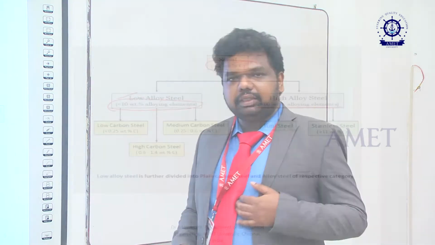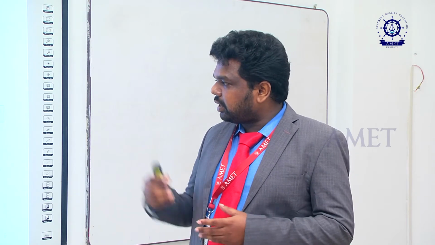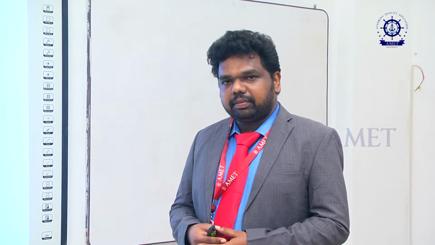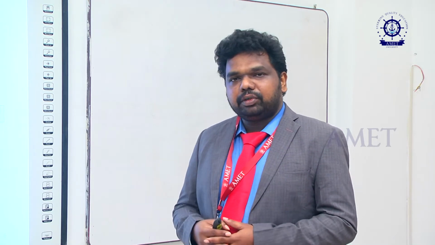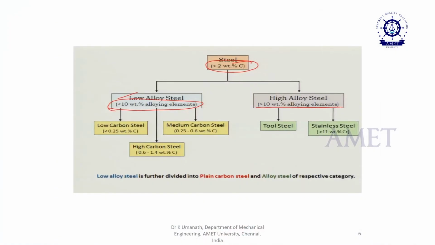Low carbon steel means less than 0.25% carbon content in the steel. Medium carbon steel means 0.25 to 0.6% carbon content, and high carbon steel normally has 0.6 to 1.4% carbon content. After that, 1.4 to 2% is very high carbon steel. So, the other side is high alloy steels.